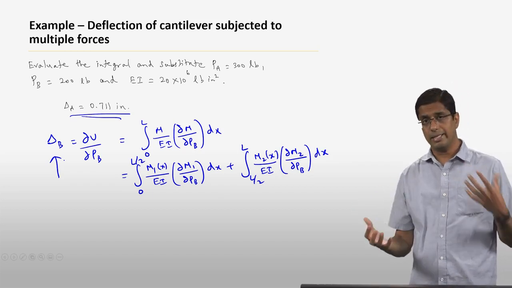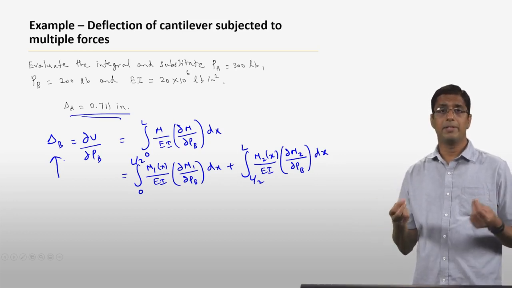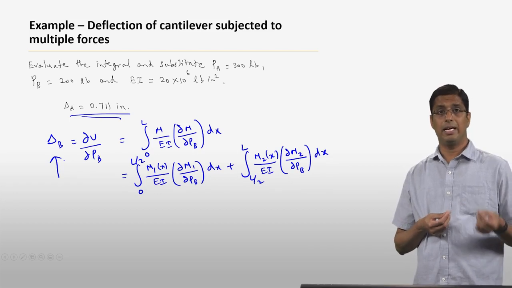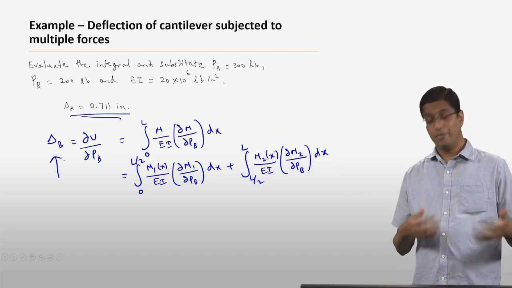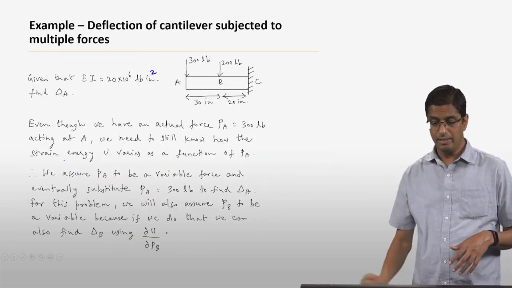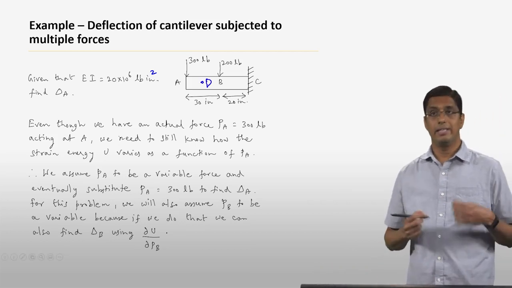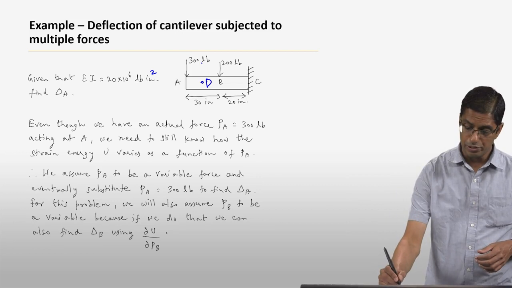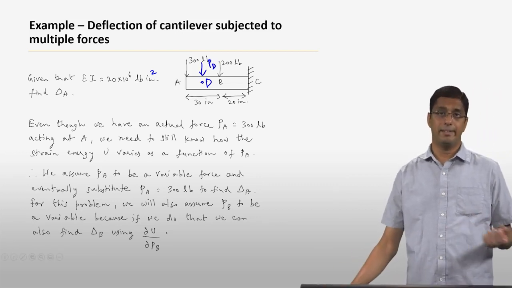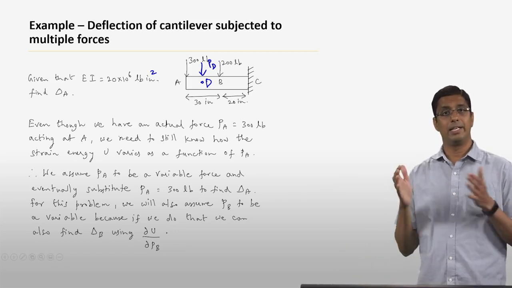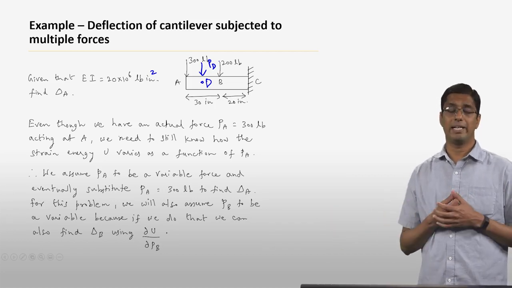Okay, so this is an example where you had multiple forces acting on a structure, but you are still able to find out the deflection at a specific point using Castigliano's theorem. Okay. So in this case, if you are interested in finding the deflection at some other point, say D, then you will have to assume a fictitious force PD acting at that point D, and then write the moment function from A to D, D to B, and B to C, and then integrate over all three segments, and then find out what delta D is.